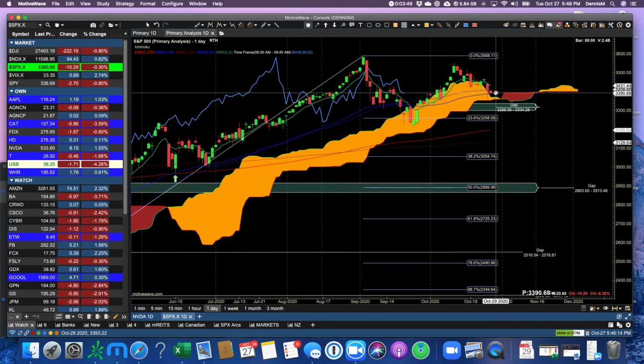So I'm optimistic about a bounce tomorrow because we're on the 50. But I'm also thinking we may go up to the 8 and then come back down through the cloud of low resistance and test this area.